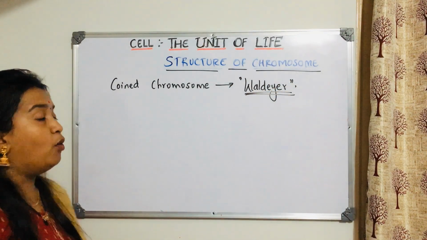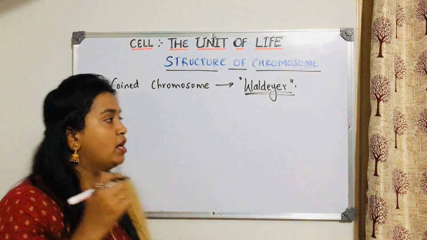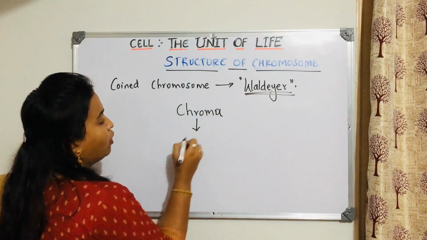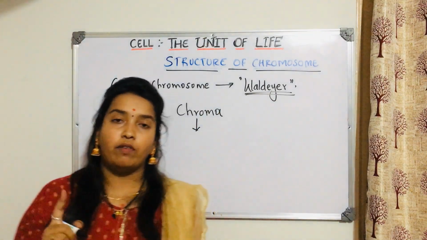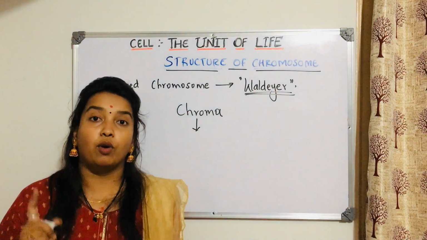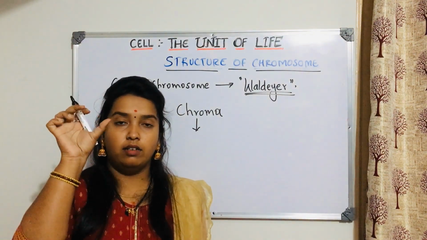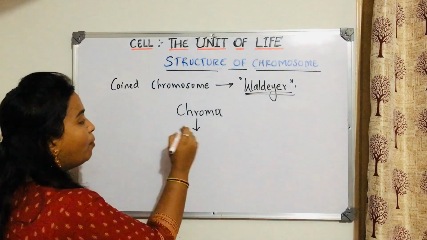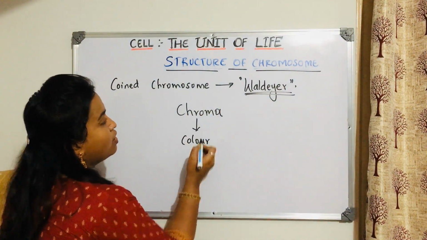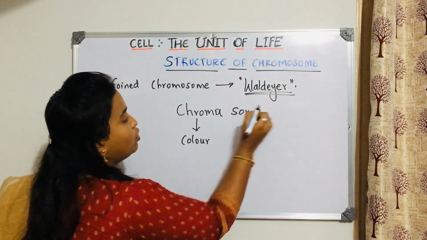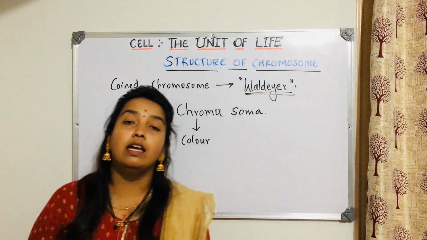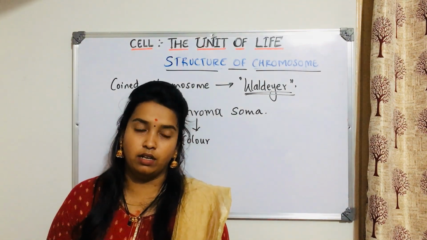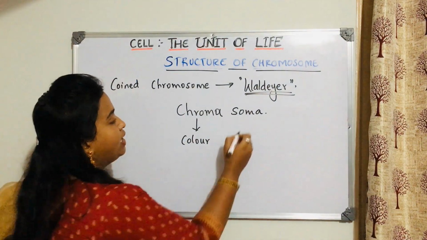Now, why did he name it as chromosome only? Chroma means what? Where have you heard this again? Chromoplast, where colored pigment will be there, in plastids we have done. Chroma means color. Soma means what? We call autosomes, allosomes; there also we have studied. Soma is nothing but the body.